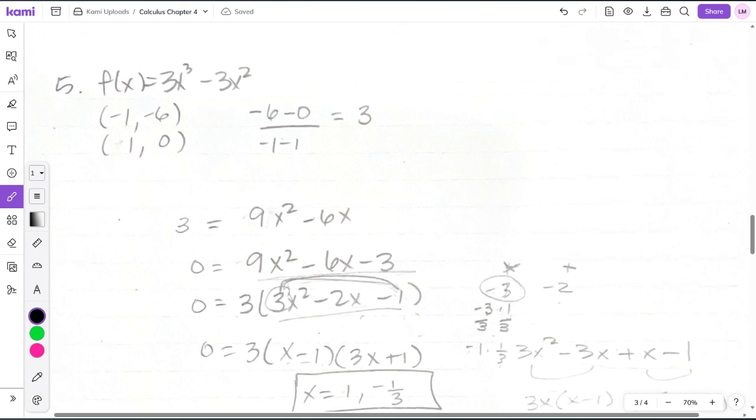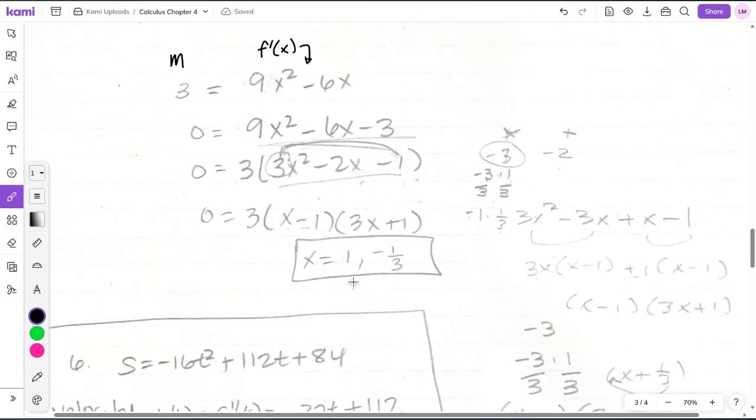So they gave us the interval from -1 to 1 for this function. So this is x1 and this is x2. I took those values, plugged them back into this function and got the y values. Then I did change in y over change in x, or the slope of the secant line. So that gave me 3. Then I took the derivative of f and set it equal to the slope of the secant line. And then I moved the 3 over and I factored.